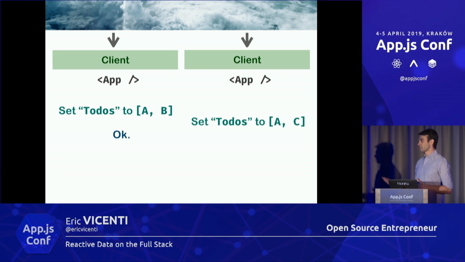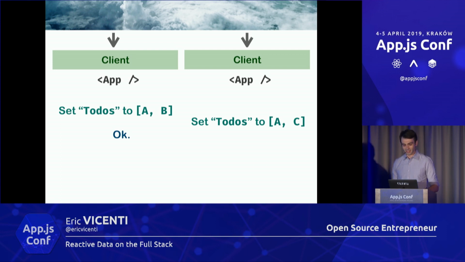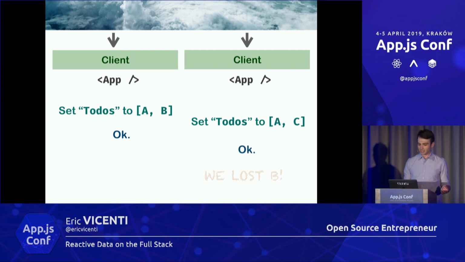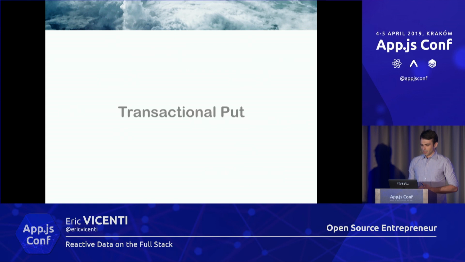The first client succeeds, and that's not really a problem. But if the second client succeeds, we've lost B. This is really bad. This is a disaster case, because we've told the first client that, look, you managed to write B, and now it's gone. So we need to find something a little bit better for more complicated data structures.